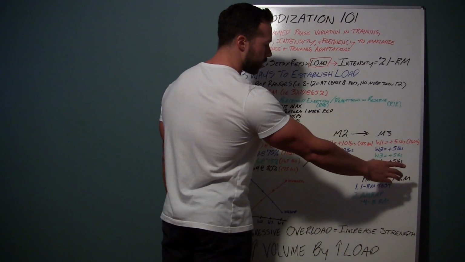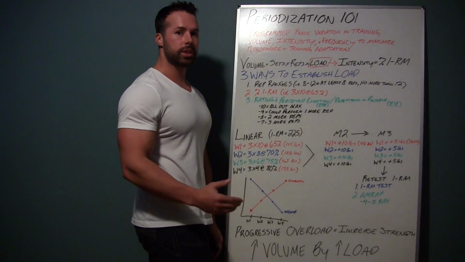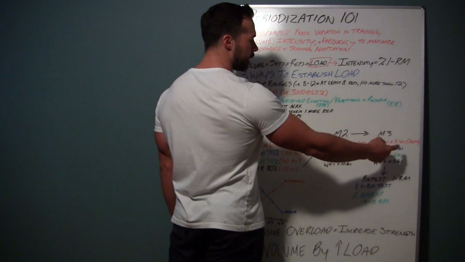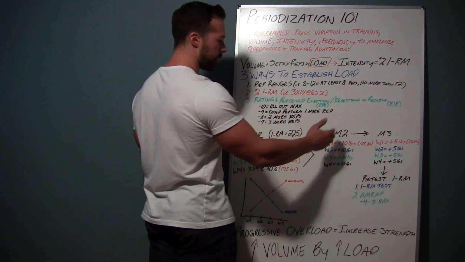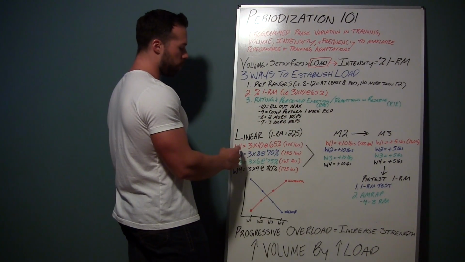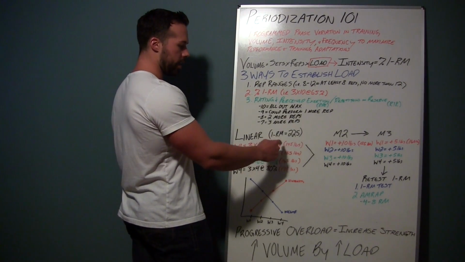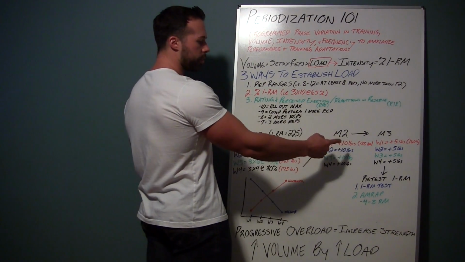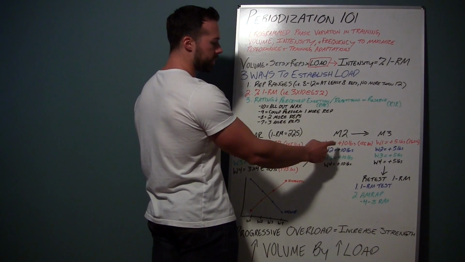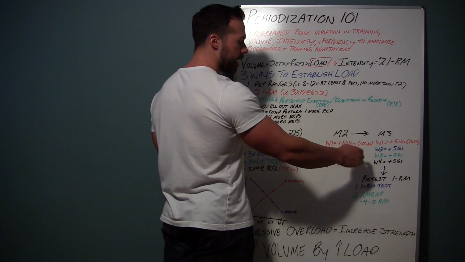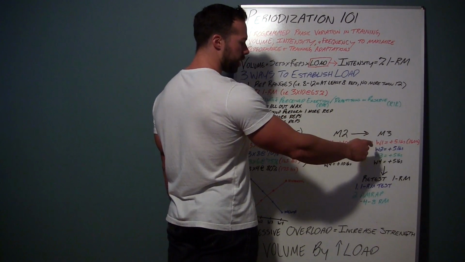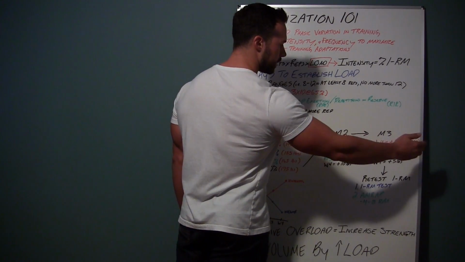In training block number 3, you may not be able to add 10 pounds again, so we're simply going to increase the training load by 5 pounds from the previous month. So in month number 1, week 1, you did 3 sets of 10 at 145 pounds. Month number 2, week 1, you did 3 sets of 10 at 155 pounds. And then in month number 3, week 1, you're going to do 3 sets of 10 at 160 pounds.